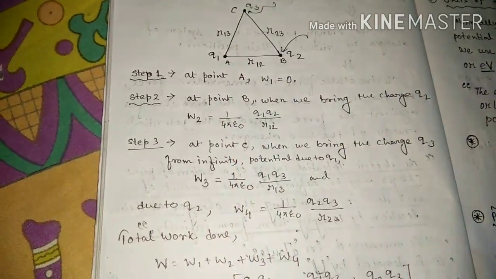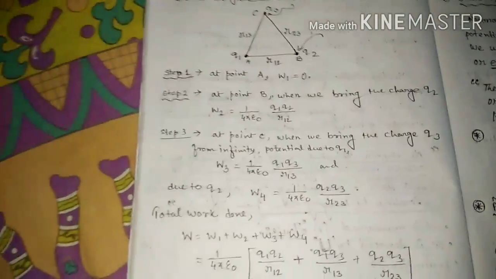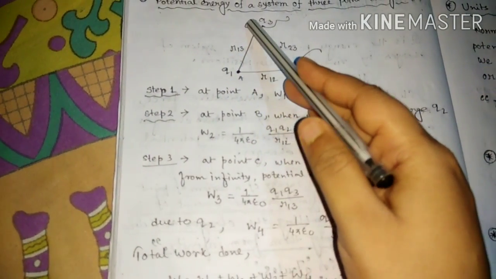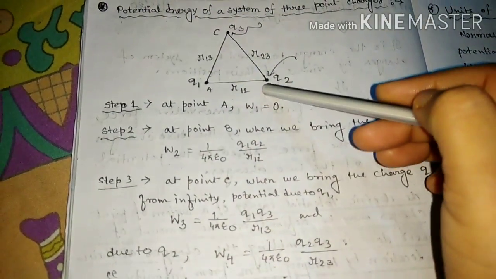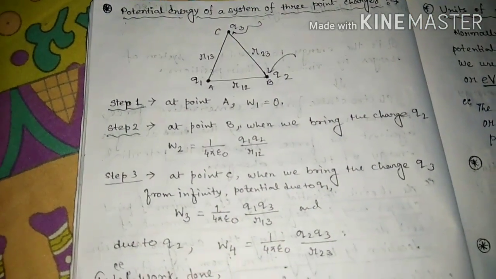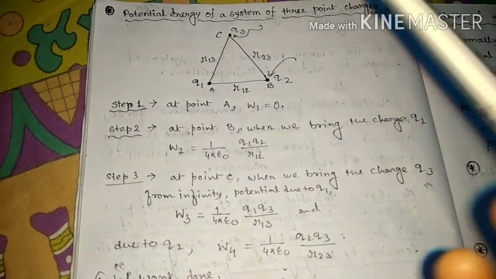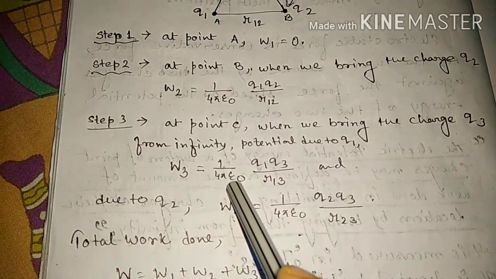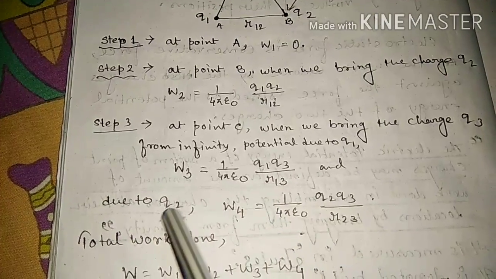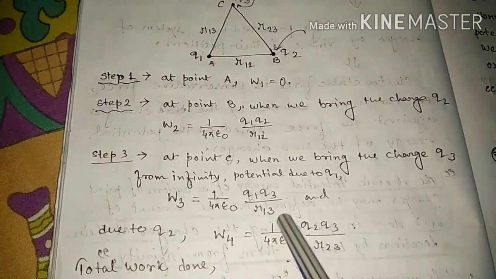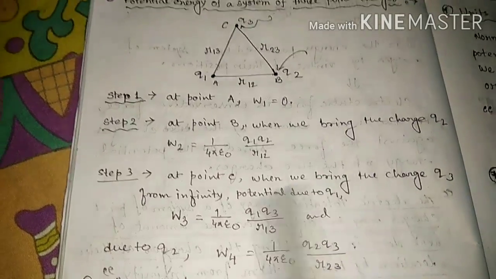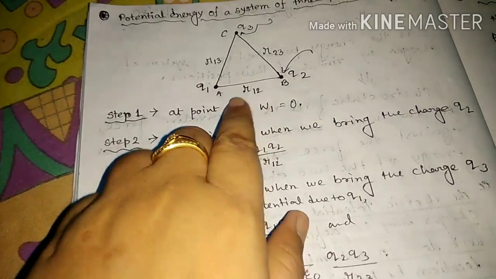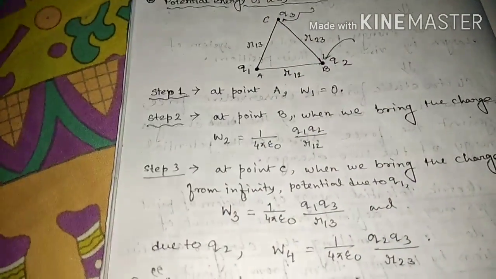Now at point C, when we bring the charge Q3 from infinity, one force is exerted by Q1 and another force is exerted by Q2. So two works have to be done by Q3. The first, due to Q1, is W3 equals 1 by 4 pi epsilon naught Q1 Q3 by R13, and due to Q2, W4 equals 1 by 4 pi epsilon naught Q2 Q3 by R23. R12, R13, R23 are the distances between the charges.